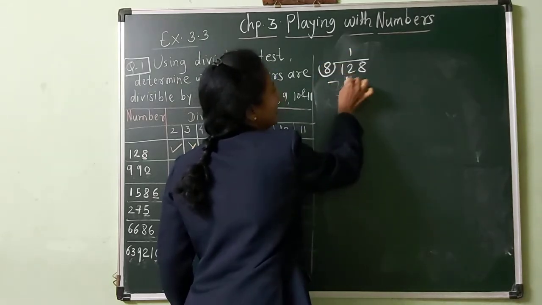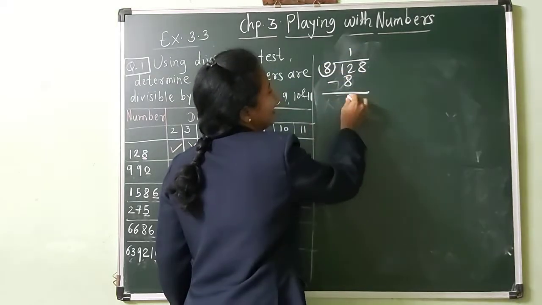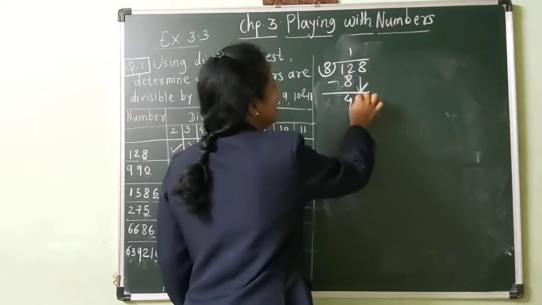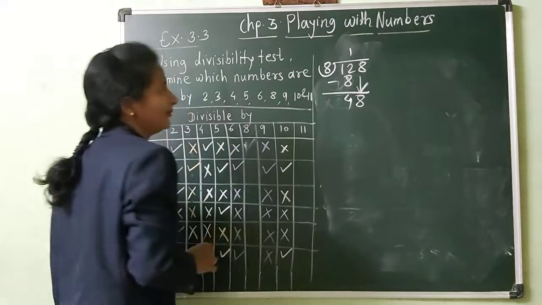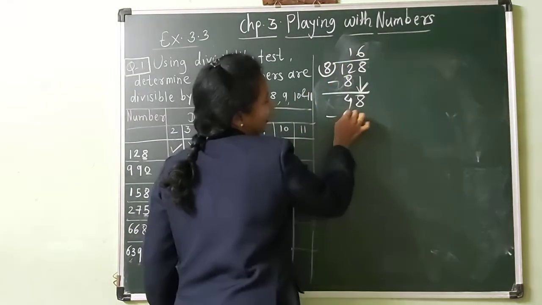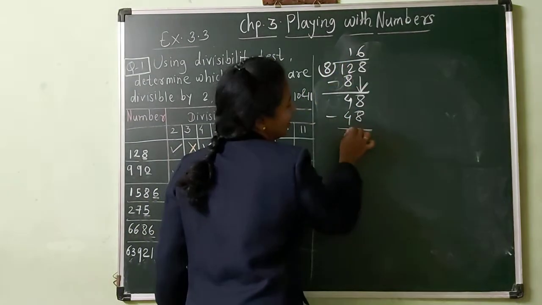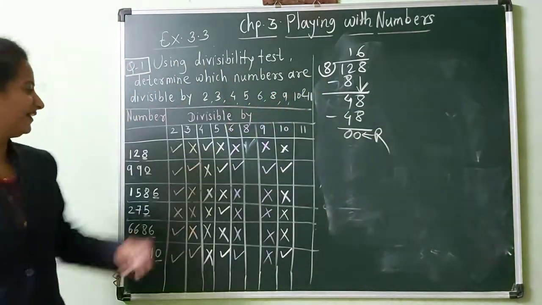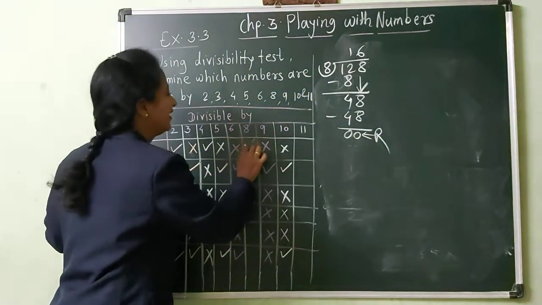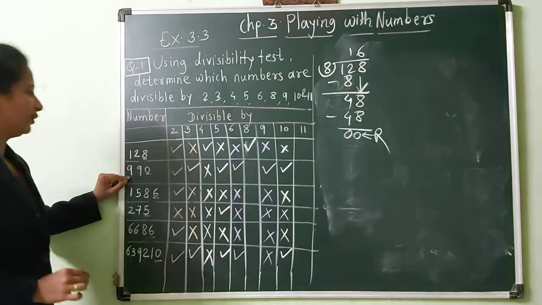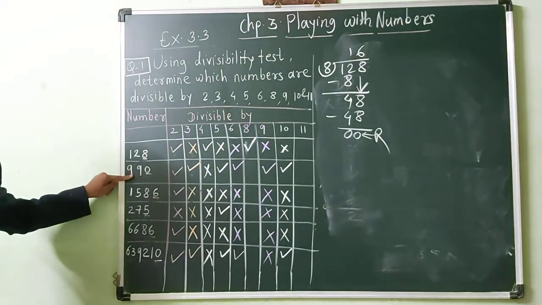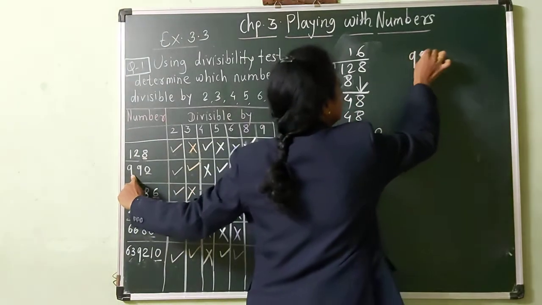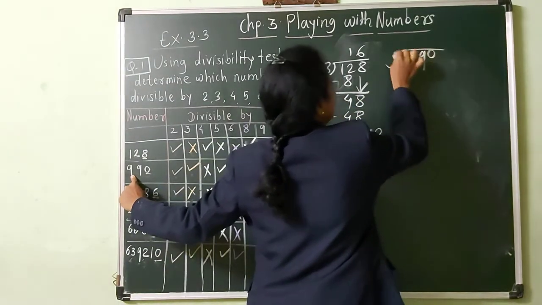8 ones are 8. Now 12 minus 8. Here will be 4. Bring down this 8, 4, 48 number form. 8 6s are 48. Right? So here you got remainder as a 0. So 128 is divisible by 8. Right? Now here second number is already 3 digits number. So check 990. Is it divisible by 8 or not?